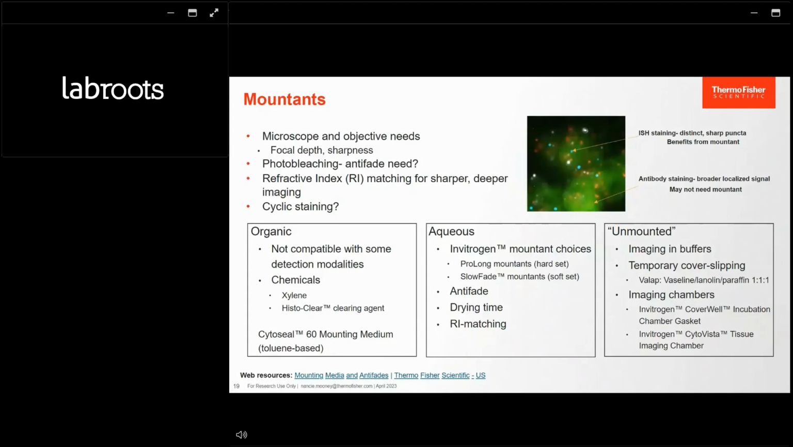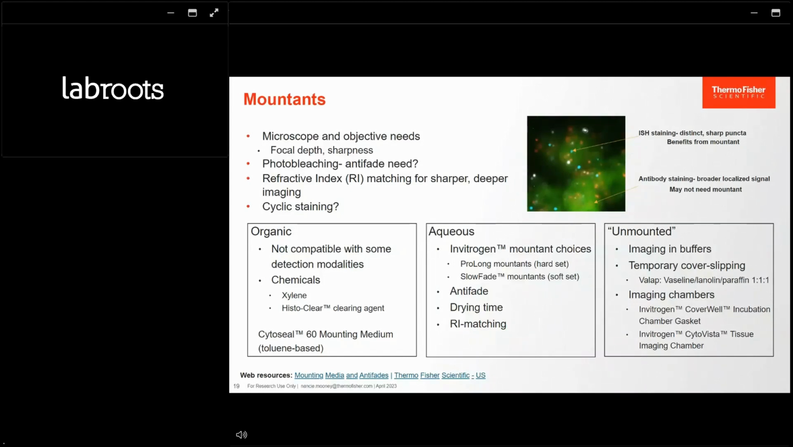If you're doing some kind of cyclical detection, sometimes you can do something called unmounted, which means basically imaging in buffers instead of using a true mountant. There are various imaging chambers as well as temporary coverslip options, where essentially you just lay the coverslip down on top of your tissue, include an imaging buffer, and then image through that. This allows for this to be easily removed so you can go on with your cyclical staining.